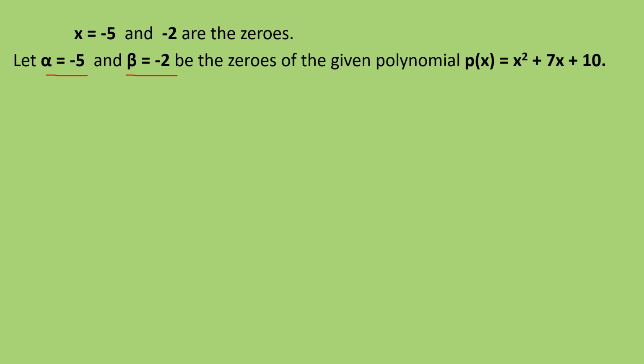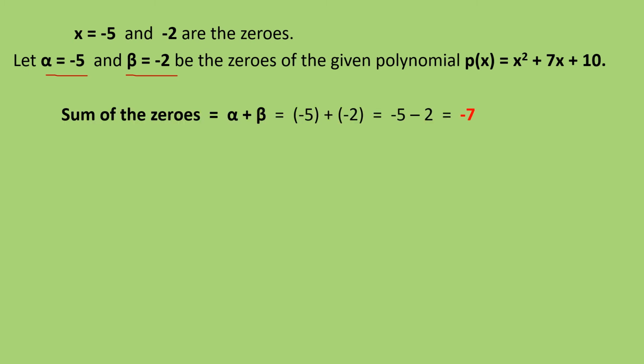Now we have to find out the relationship. First we will find with the values of the zeros only. Sum of the zeros, alpha plus beta. We put the value of alpha, that is minus 5, plus beta, which is minus 2. So it will be minus 5 minus 2, that is equal to minus 7. That means the sum of the zeros is minus 7.